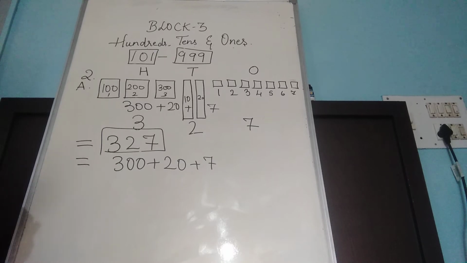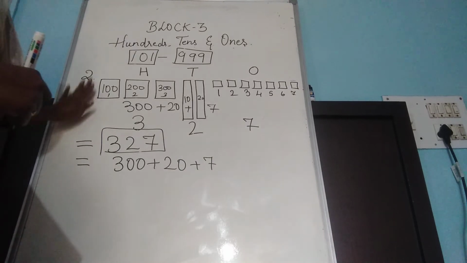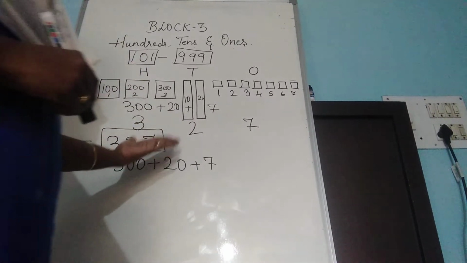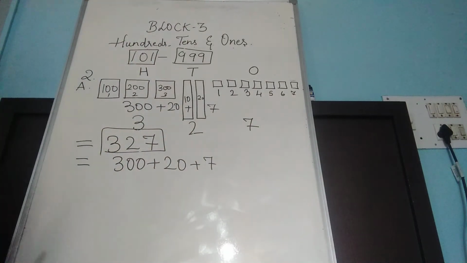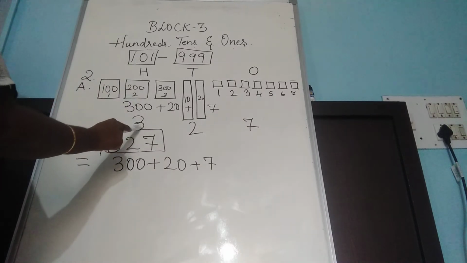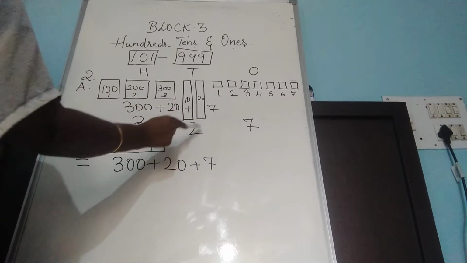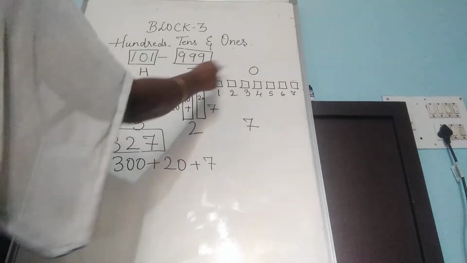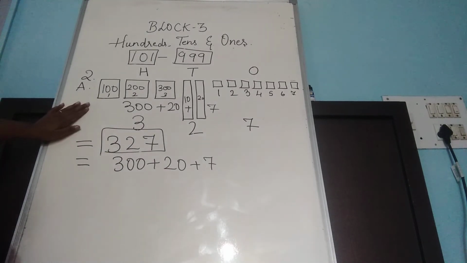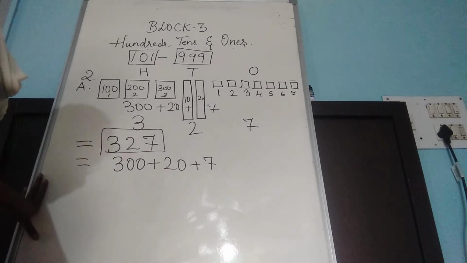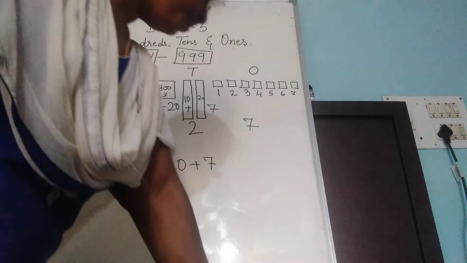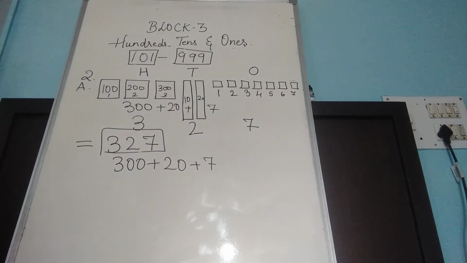Hope you have understood, children. I will explain once again. This is your question. Depending upon the question, you should find how many hundreds, how many tens, and how many ones there are. In the hundreds column, I have 3, so you represent hundreds as 3. You have 2 tens, so you represent it as 2. And the single digits, you have 7, you represent as 7. The given number for the representation is 327. Okay, children? Yes, so we'll move on to the next one.